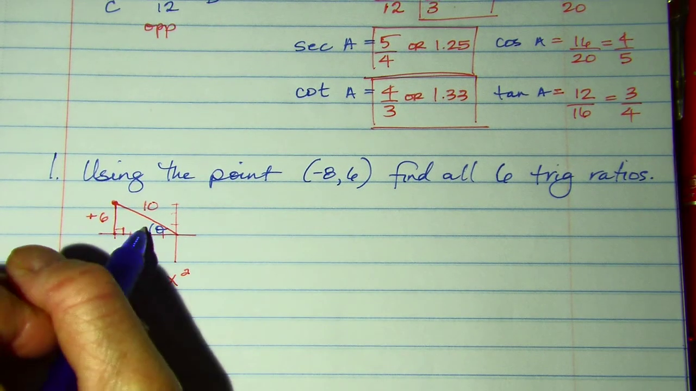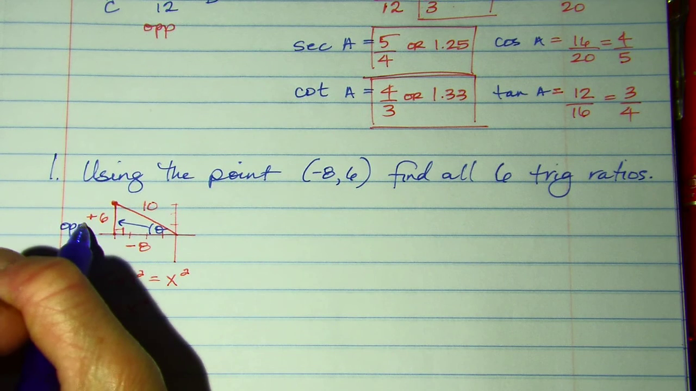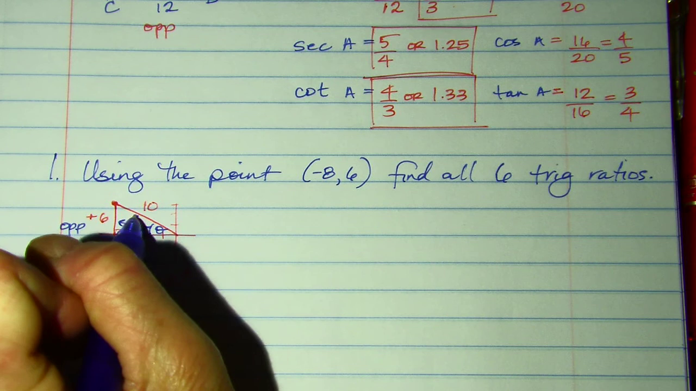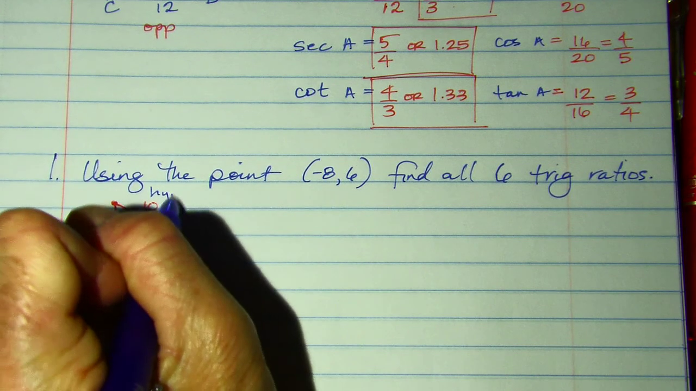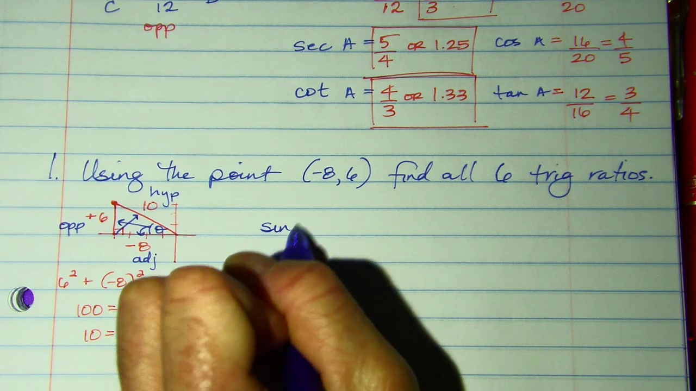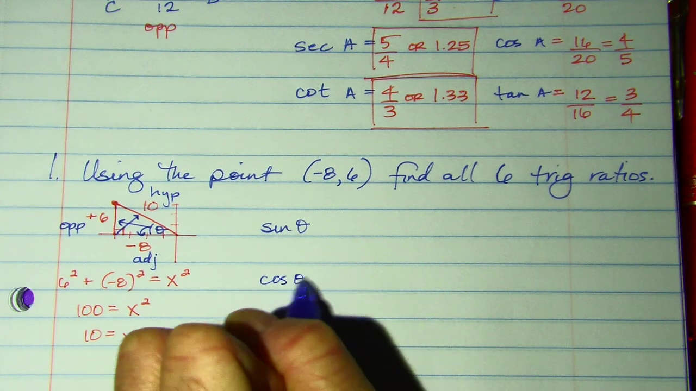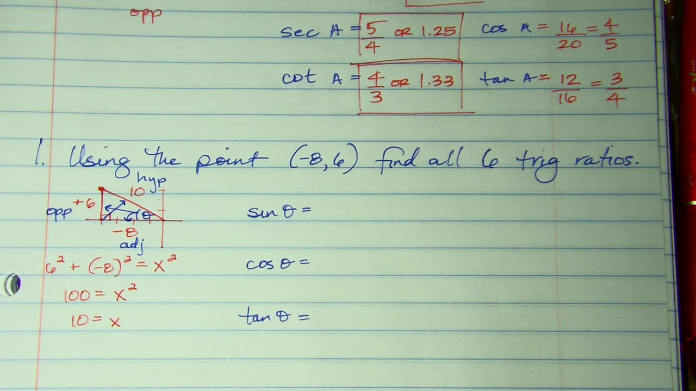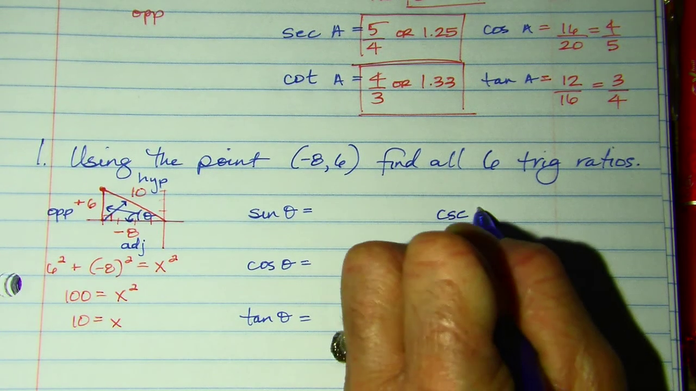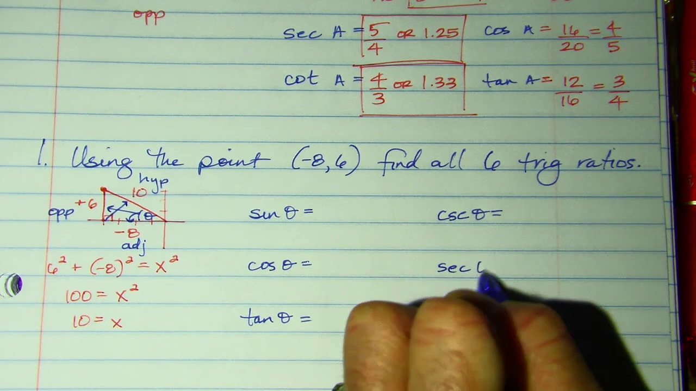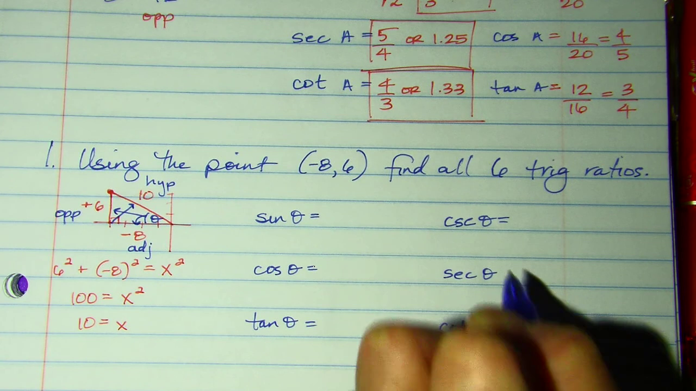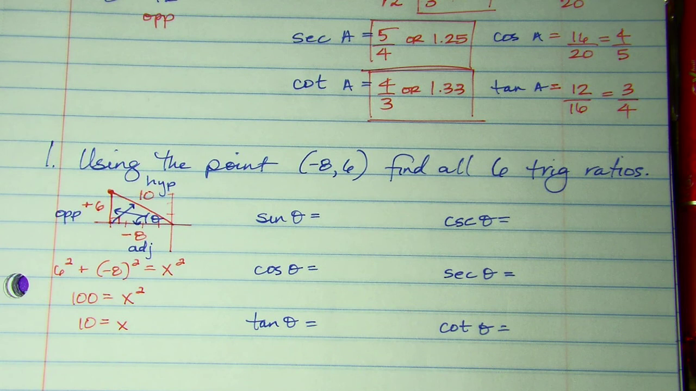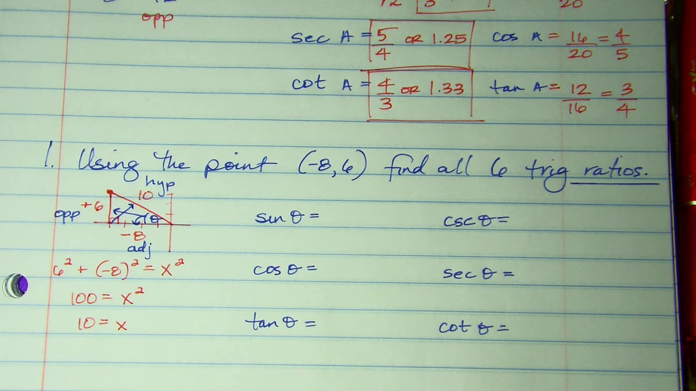Theta is always at the origin, so that means that this 6 is opposite, -8 is adjacent, and the angle across from my 90 degree is my hypotenuse. So now I'm going to do sine of theta, because I don't know what my angle is, cosine of theta, tangent of theta. I'm going to leave mine as fractions this time. Then I'll do the reciprocal, so cosecant. I always put them across from each other, secant, cotangent. Notice I put theta because we don't know what the angle is, and they are not asking for the angle, they're asking for the ratios, so the side relationships.